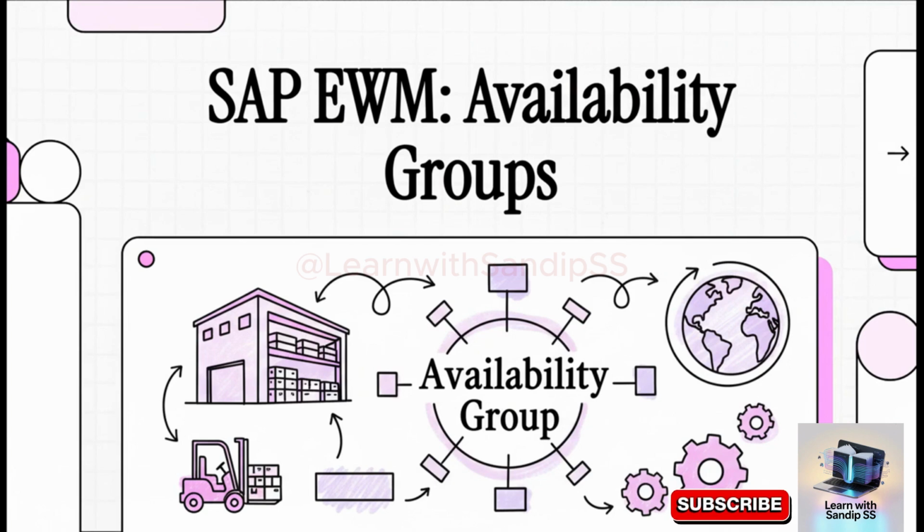Talk about one of the most confusing, but also one of the most critical parts of SAP EWM, the availability group. If you've ever looked at that term and scratched your head, believe me, you are not alone. It sounds super technical, but it's actually the single most important bridge between what's physically happening in your warehouse and your company's financial books. So over the next few minutes, we're going to demystify this thing once and for all.